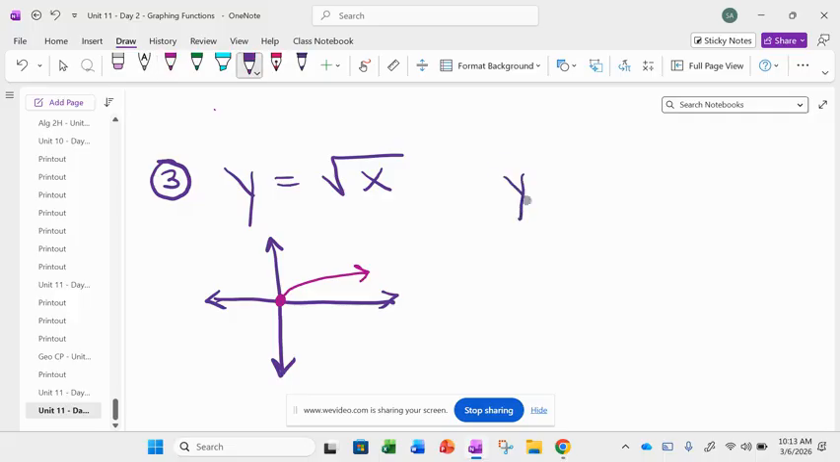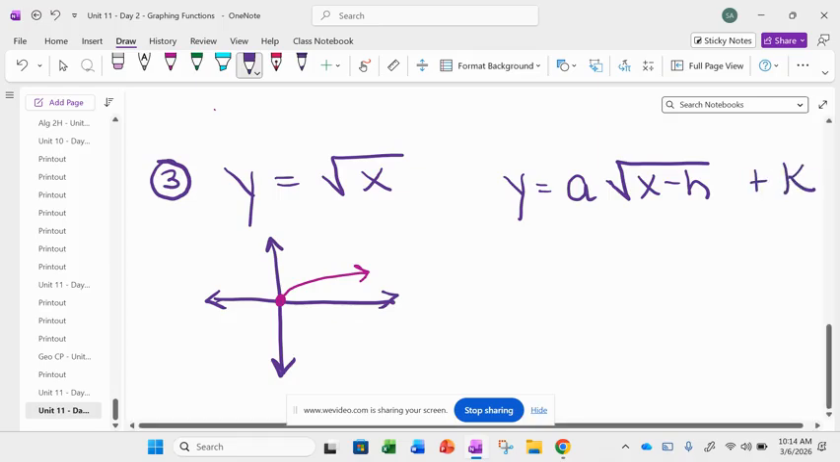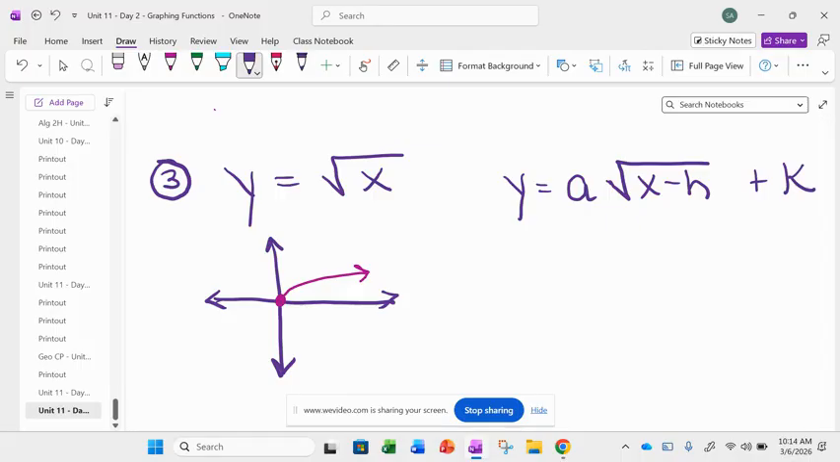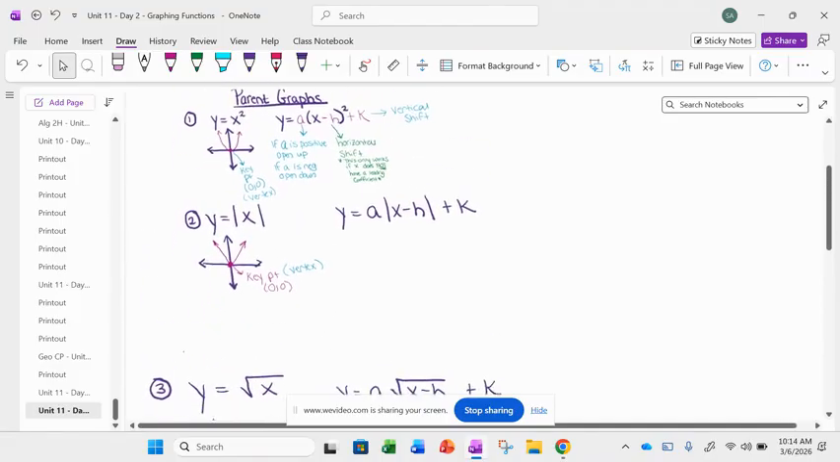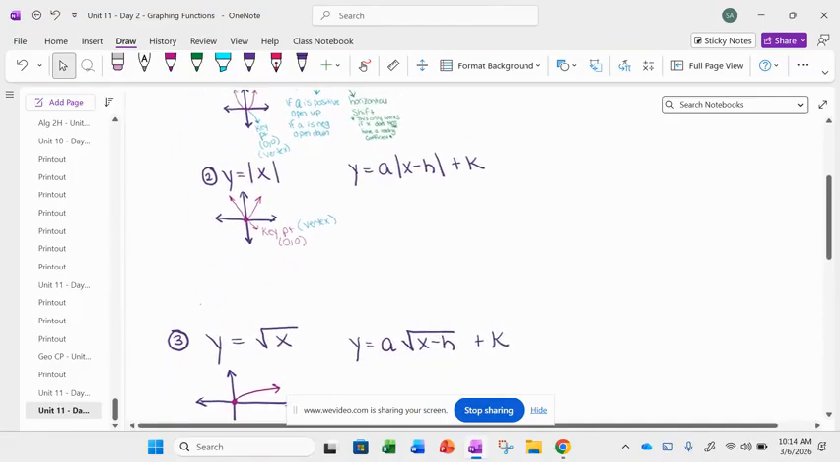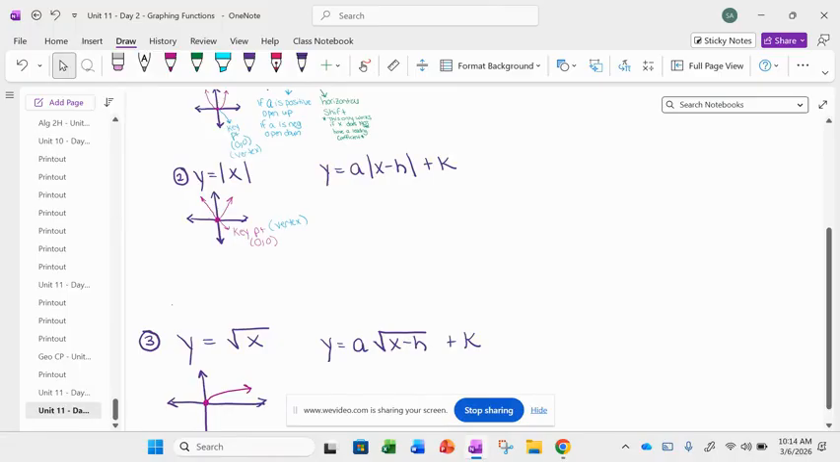So the shift pattern for the shooting star is going to be y equals a times the square root of x minus h under that square root. And then outside of that square root is the plus k. And this will all make so much more sense to you once we start sketching. Yes. Yep, absolutely. So just to go back down, we have our parabola, we have our absolute value, and we have our shooting star.